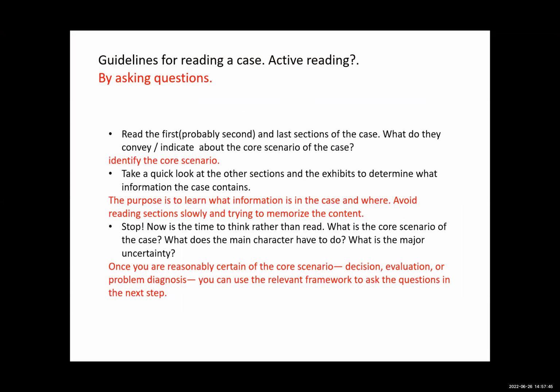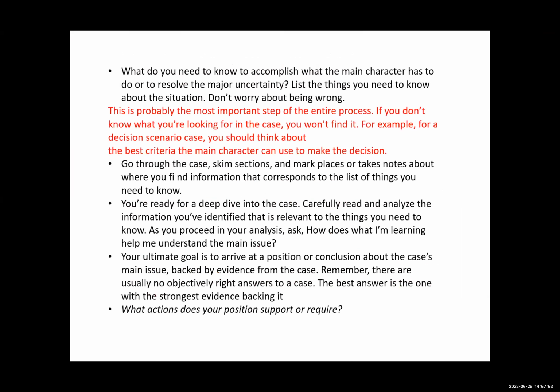Okay. So first and last section of the case, identify the core scenario. We told you that. I have not told you what the core scenario is about. Let me first switch over the things. I told you the structure is important. This is the heart of this class. The next 5-10 minutes is the heart of this class.